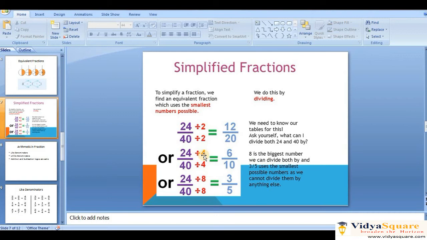So this is 4. If I divide 24 by 4 I get 6, and if I divide 40 by 4 I get 10. Or I can divide 24 and 40 both by 8, because in the 8 table we get both 24 and 40. So I can divide 24 by 8 to get 3 and 40 by 8 to get 5.